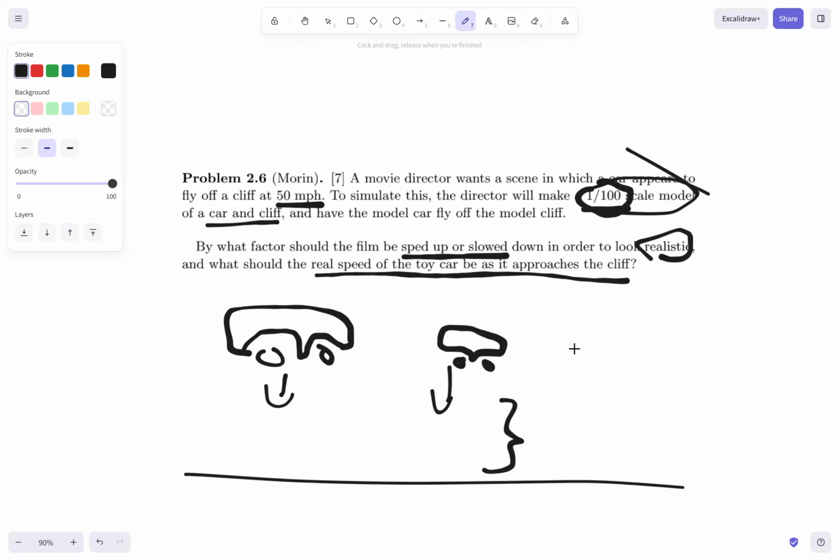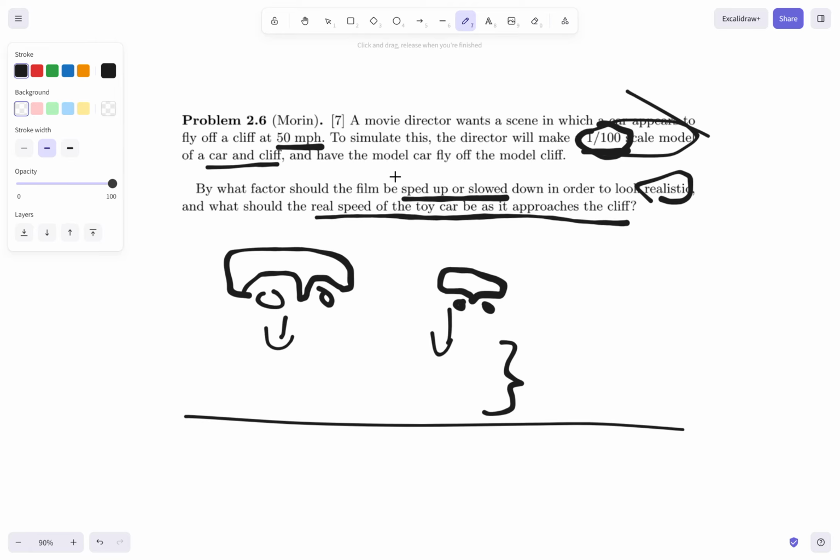But the issue is we don't have a big cliff for both of them. So we have to use this 1/100 scale model, and gravity pulls the same for both, but this one has less distance to cover, which makes it faster. That's the problem we need to solve. Understanding the problem is a really big part of learning physics, and I hope you understand what I'm trying to say.